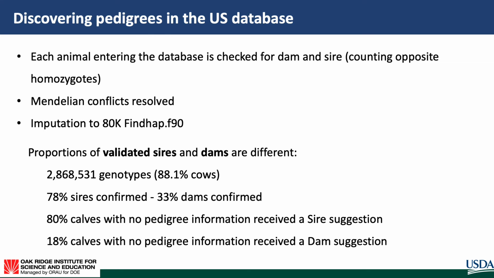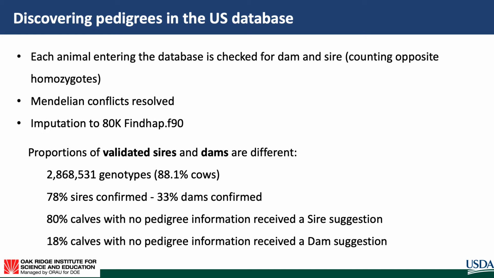Now, each animal entering the US dairy cattle database is checked for dam and sire by counting the opposite homozygotes against all the animals in the database. After that, the Mendelian conflicts are resolved and all genotypes are imputed to 80,000 SNPs. These numbers are from last year, but as we can see, the proportion of validated sires and dams is different.